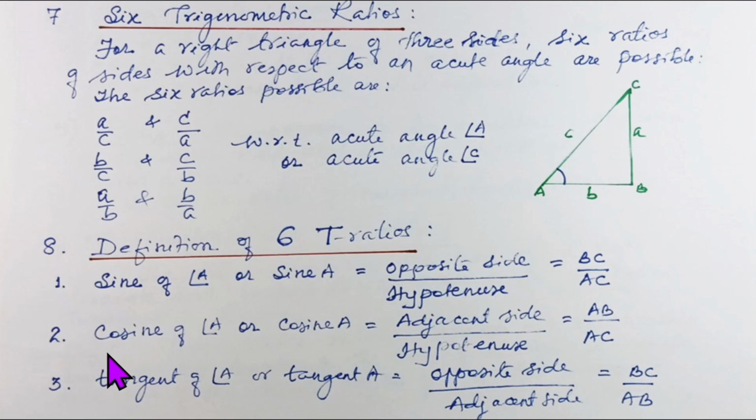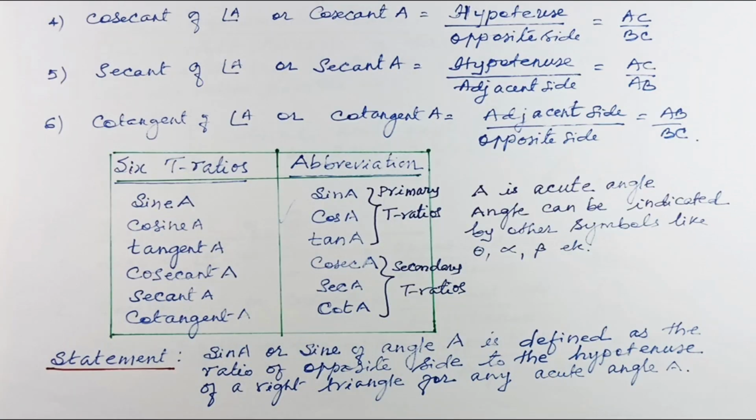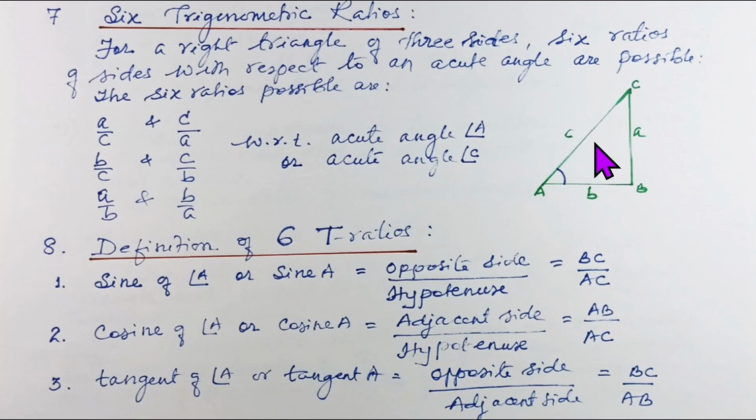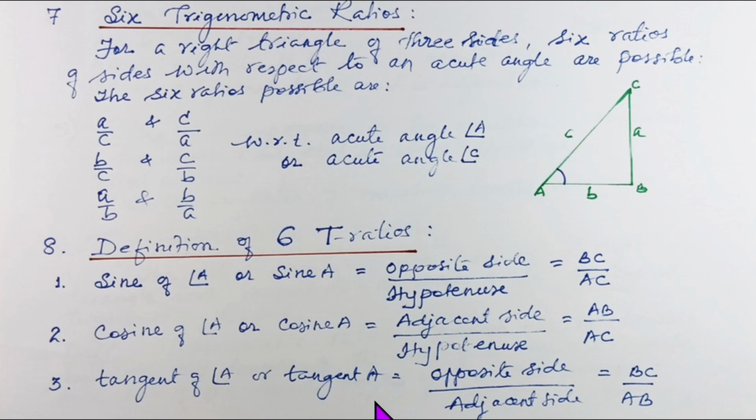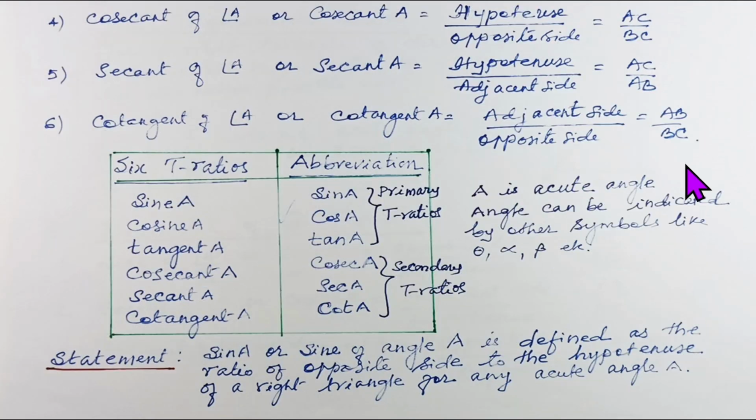And very interestingly, for the first three trigonometric ratios, sine A, cosine A, tangent A, if you see the ratios, they have reciprocals. Cosecant is the reciprocal of sine, secant is the reciprocal of cosine, and the cotangent is the reciprocal of the tangent. So therefore in all we have 6 trigonometric ratios.